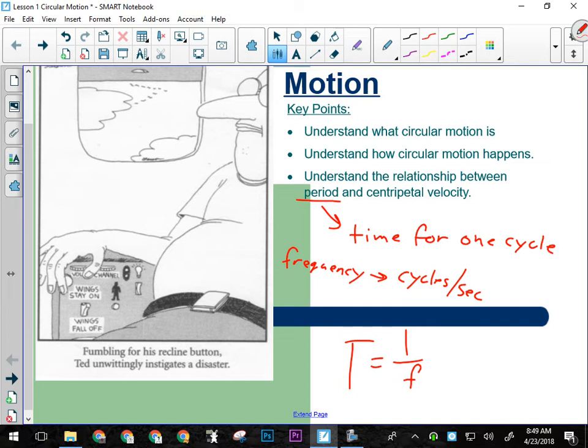Okay, period and frequency are often used in our next unit as well, okay, especially when it comes to sound. Okay, frequency of sound is what we associate with pitch, okay, but it's going to be quite important when we're talking about circles and stuff too. Okay.